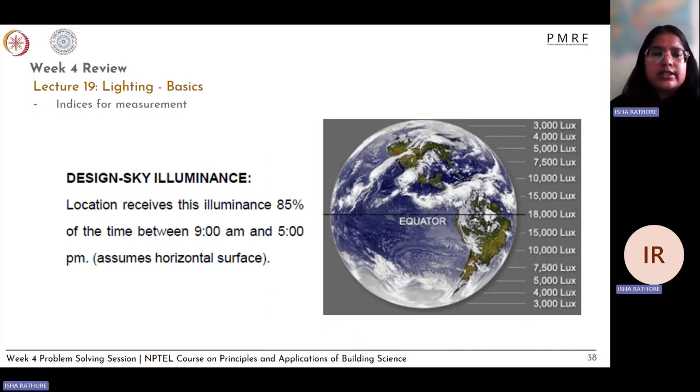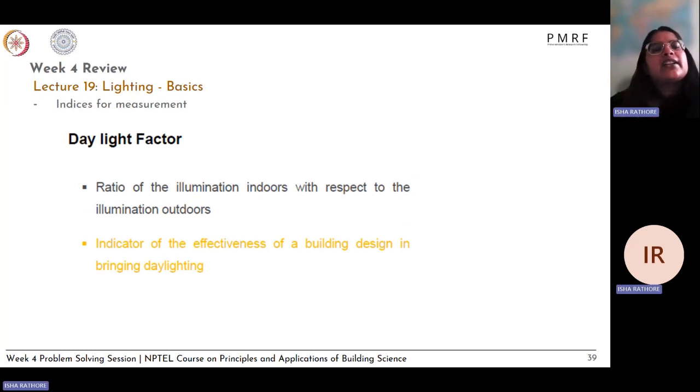So this is basically the value the location receives as design sky illuminance 80% of the time between 9 a.m. and 5 p.m. So that value of illuminance, assuming a horizontal surface, is the design sky illuminance. So it's basically dependent on the location. Then we have the daylight factor, which is the ratio of the illumination indoors to the illumination outdoors. So you want a daylight factor to be higher.